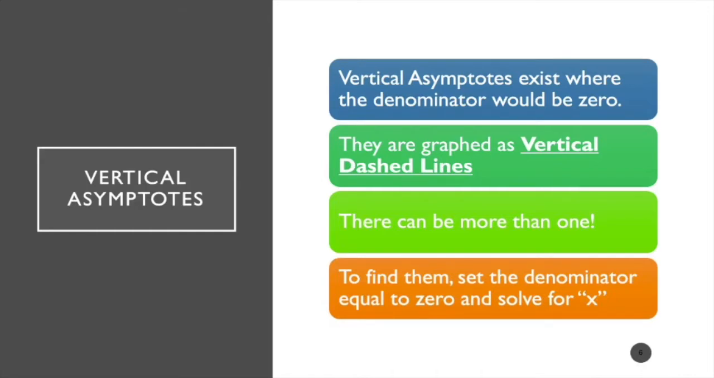All right, the way we're going to find them is we're going to set the denominator equal to 0 and solve for x. There will be times, though, where you might have to factor when we're doing that.